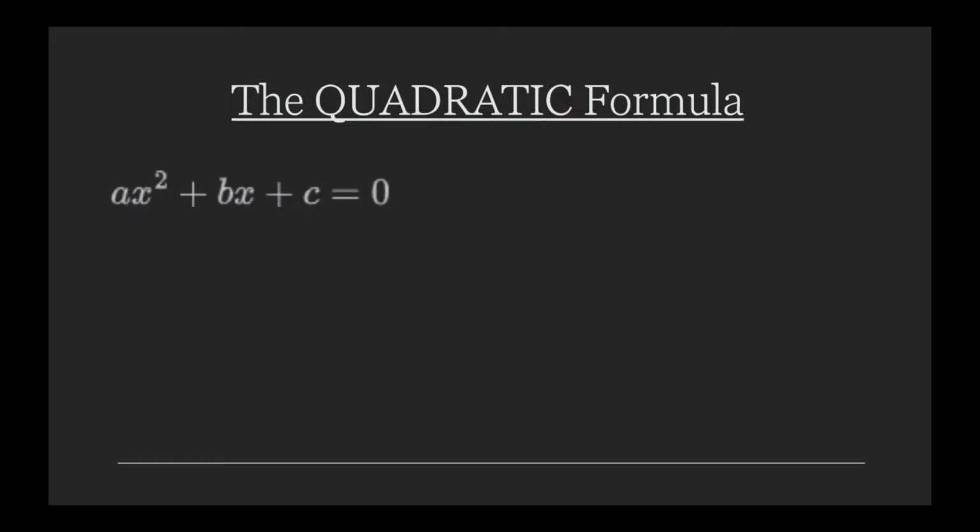Now, every single quadratic can be represented in the form ax squared plus bx plus c, with a and b being the coefficients and c being a constant. We are going to use the completing the square method to basically isolate the x variable and bring everything on the other side. So firstly, we factor out a.